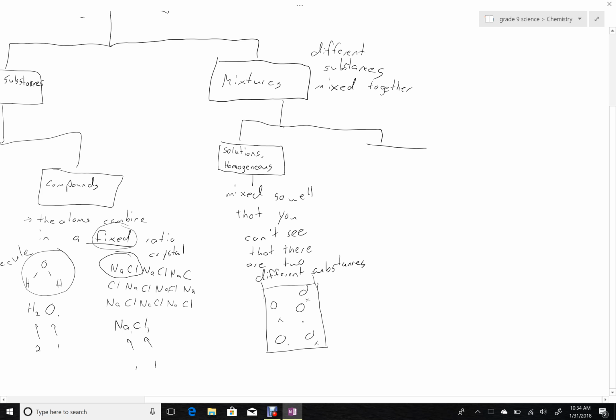Finally, mechanical mixtures or heterogeneous mixtures. Here, the types of substances clump into phases where we can clearly see the different types of materials.